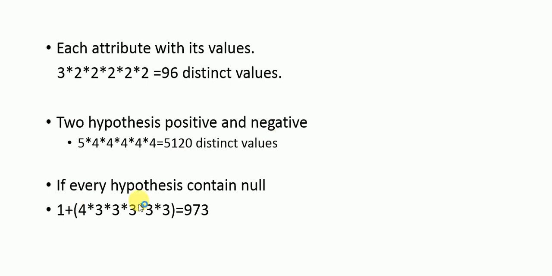If every hypothesis contains null, that is, if all the values are negative, then it is 1 plus the remaining, the positive values. It is 4 into 3 into 3 into 3 into 3 into 3.